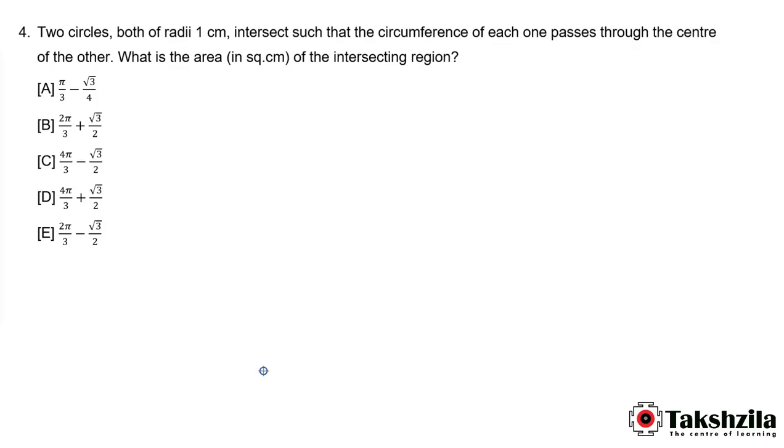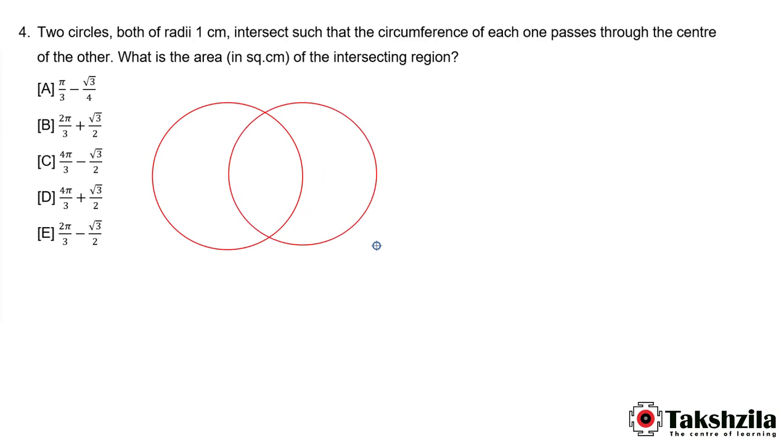After this, let's have a look at question number 4. Two circles, both of radii 1 centimeter, intersect such that the circumference of each one passes through the center of the other. So basically the diagram is going to be like this. This is the first circle and this is the second circle, such that these two circles are identical, of radius 1 unit each, and they pass through the centers of each other. This is the center of the first circle, this is the center of the second circle. We need to find the area of this common, intersecting region.